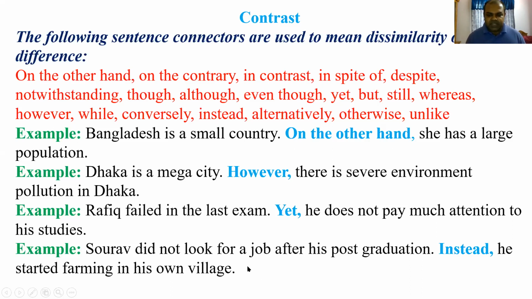What is supposed for a postgraduate? A person who has completed his or her post-graduation is supposed to look for a job. But Saurabh did not do it at all. Saurabh did not look for a job after completing his post-graduation. Instead of looking for a job, he started farming in his own village. For this reason, we have used the sentence connector instead.